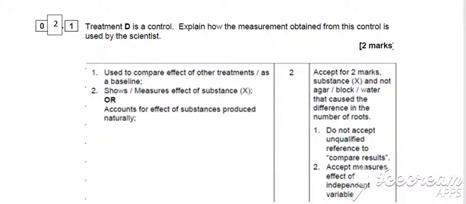They will not allow just a reference to compare results. It has to be the idea that they compare the effect of the other treatments to D because it would be a baseline or the control.